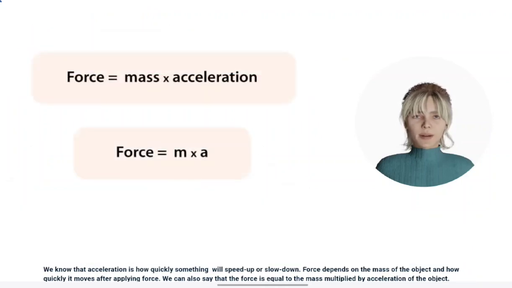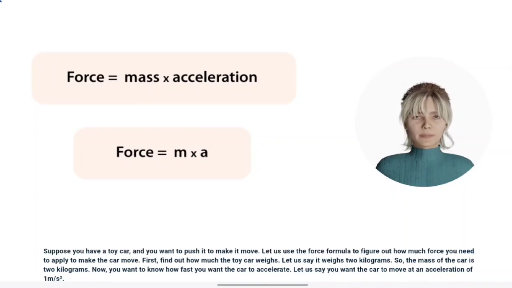We know that acceleration is how quickly something will speed up or slow down. Force depends on the mass of the object and how quickly it moves after applying force. We can also say that the force is equal to the mass multiplied by acceleration of the object.